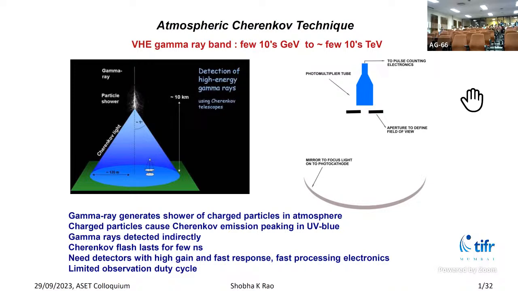Now I mentioned that Cherenkov light is quite faint. So these observations can be carried out only from remote locations, away from man-made light, and also only during the dark part of the night when the moon is not there in the sky. So the observation duty cycle is quite limited.